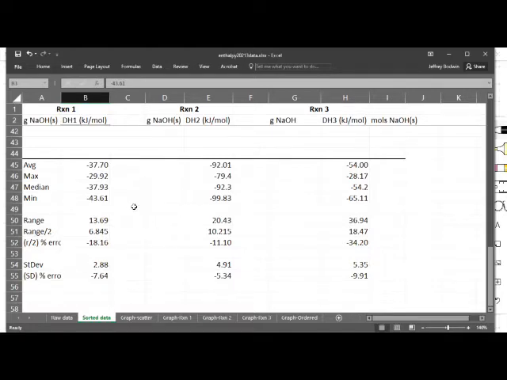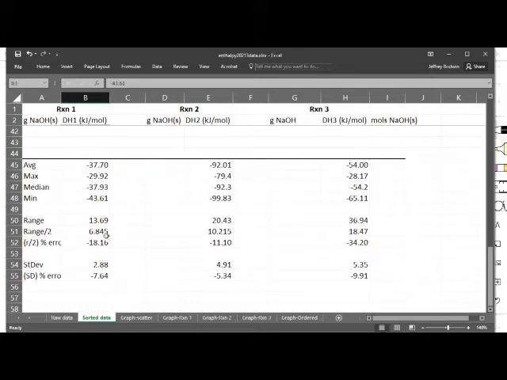A few of you asked about standard deviation as a way to assess error, and standard deviation is a great tool. It's not magic, but it's a good tool for us to use. Standard deviation tends to do a good job of reducing the impact of serious outliers in data sets. I went ahead and calculated the standard deviation for this data set as well, and it's smaller than range over two error. I think by definition, it always has to be smaller than range over two error.